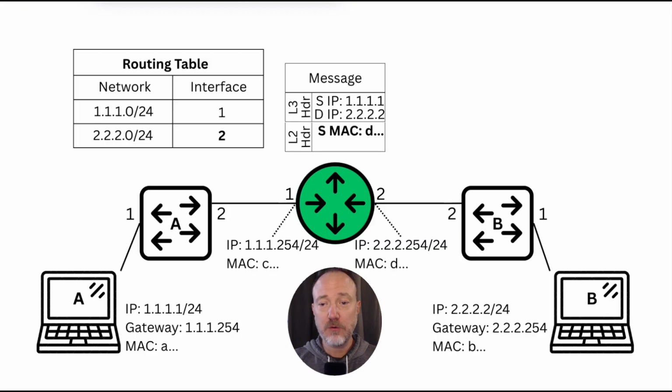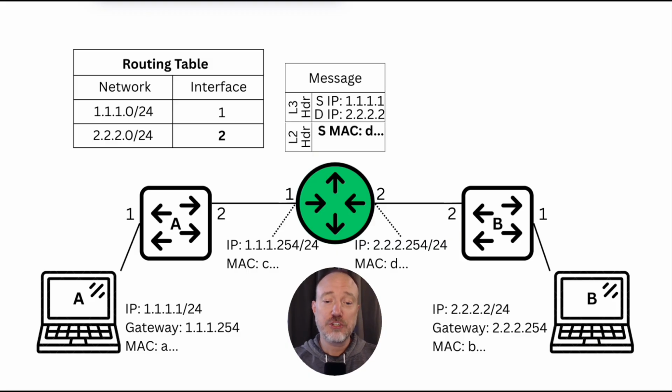The router knows, based off its routing table, that it's going to send this out interface 2. And interface 2 has a MAC address of D. So the router can reconstruct the layer 2 header and say, my source MAC address is going to be D because that's the interface I'm sending it out. But now the router needs to figure out, what is the destination MAC address going to be.